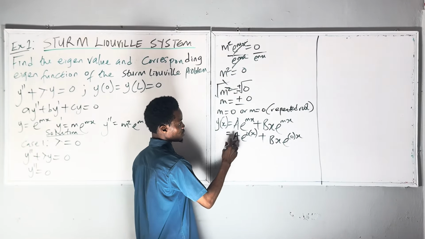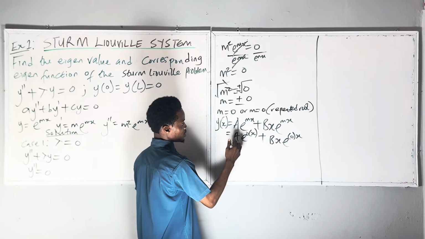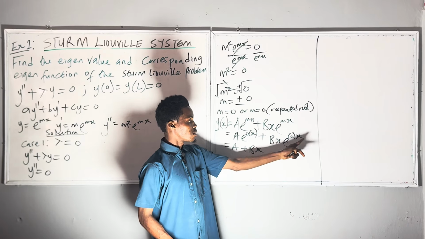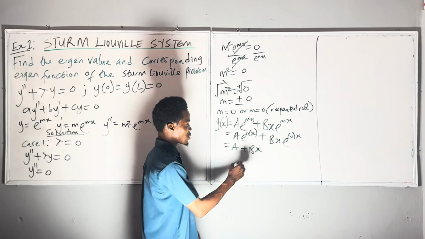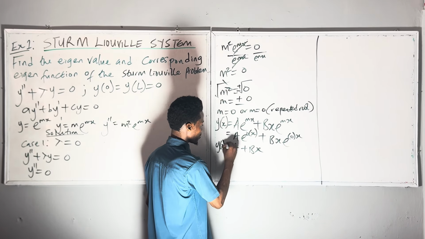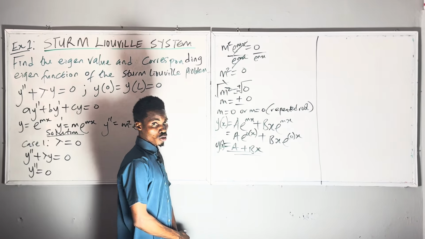So I'm going to have A plus Bx. Anything raised to power 0 is 1. 1 times A, I'm going to have A. e^0 is what? 1. Plus Bx. So this is my answer. So my y of x is this. This is not the solution.